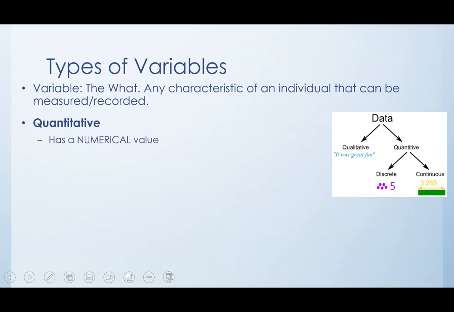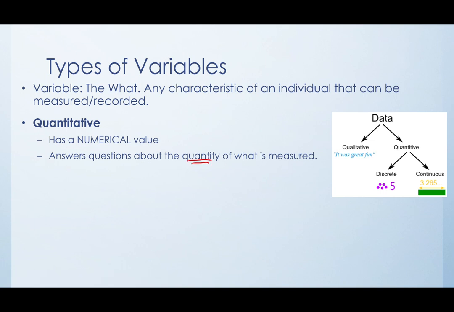There's quantitative. This will have a numerical value. It's answering questions about the quantity of what is being measured. Hence the type of variable being quantitative, because it's measuring the quantity of something. Additionally, not just that it's a number, when you add or average all the data of this type, the results still make sense. And it's typically going to have units of some sort. All those things together are going to say, hey, this is a quantitative data or quantitative variable.